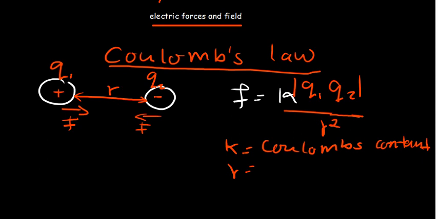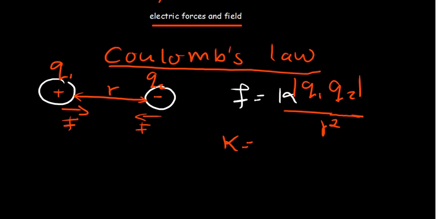Now let's discuss something here. Let's start with K. K is just a constant. K is basically 9 times 10 to the power 9 newton meter squared per coulomb squared. That is our K.